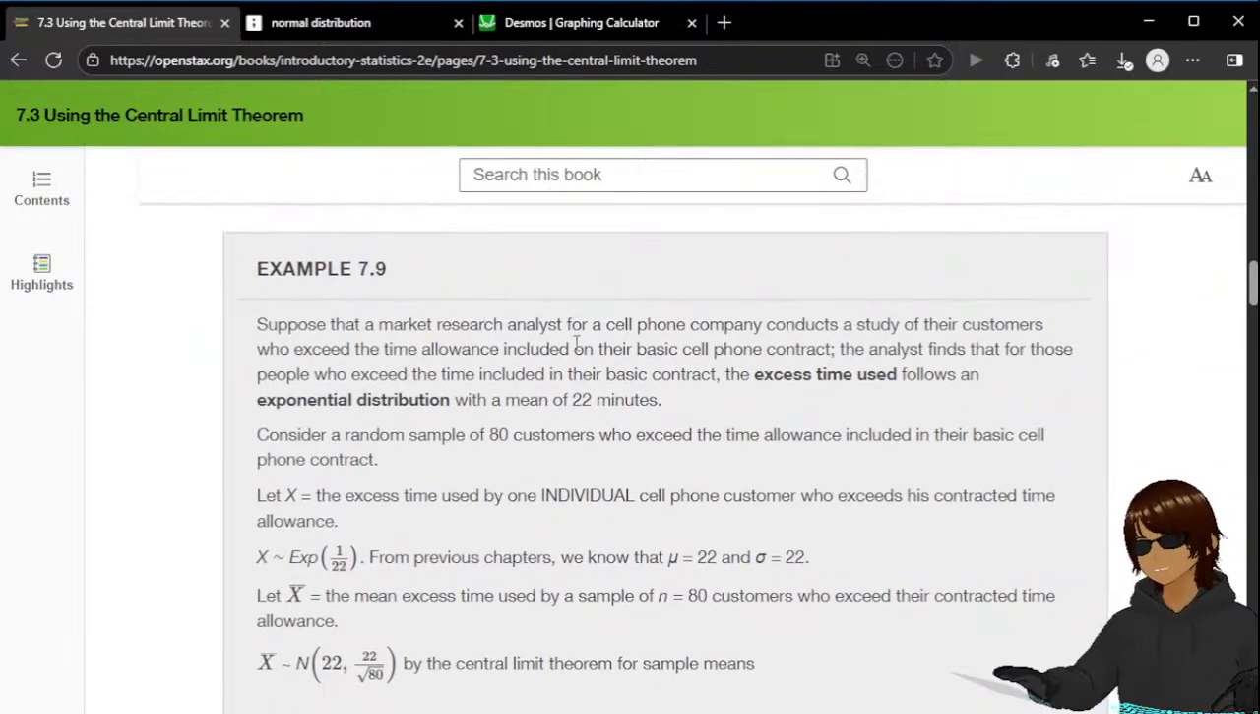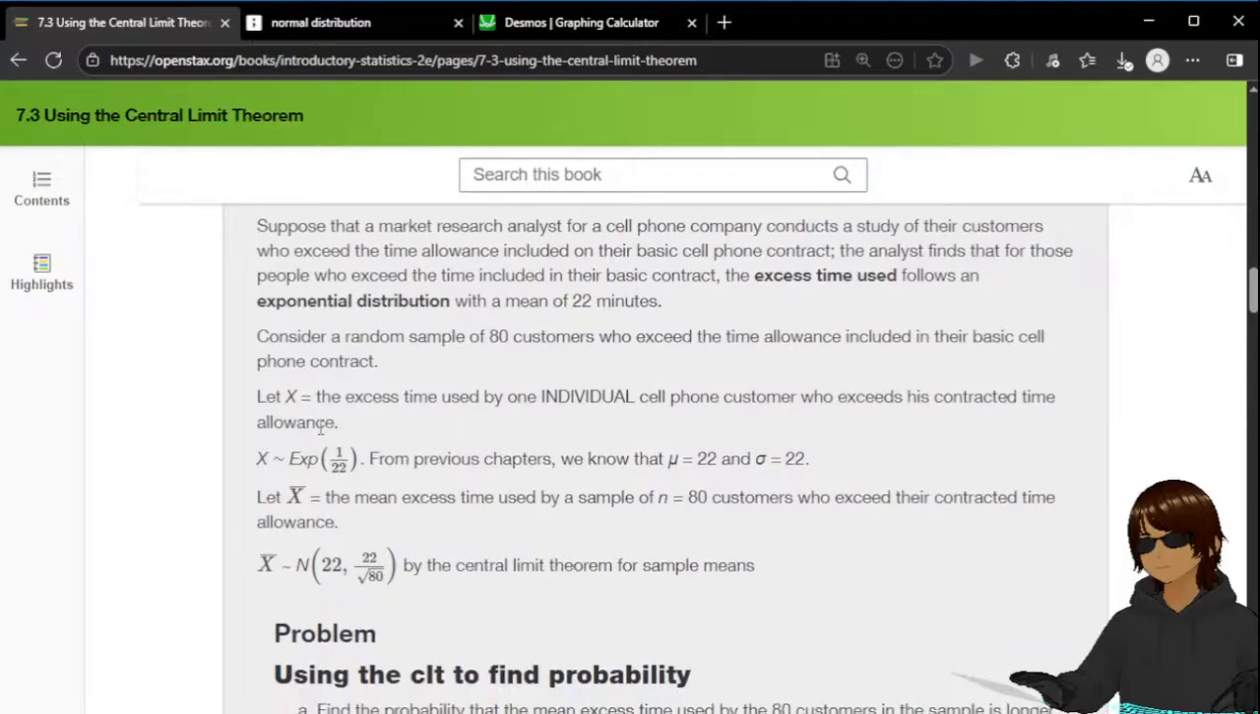Suppose that a market research analyst for a cell phone company conducts a study of their customers who exceed the time allowance included on their basic cell phone contract. The analyst finds that for those people who exceeded the time included in their basic contract, the excess time used follows an exponential distribution with a mean of 22 minutes. Consider a random sample of 80 customers who exceed the time allowance included in their basic cell phone contract. Let X be the excess time used by one individual cell phone customer.